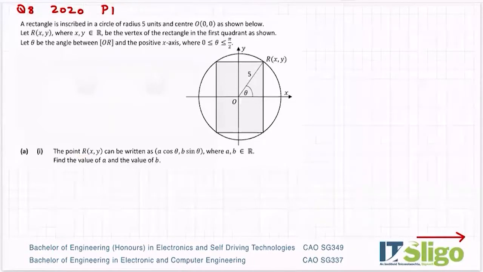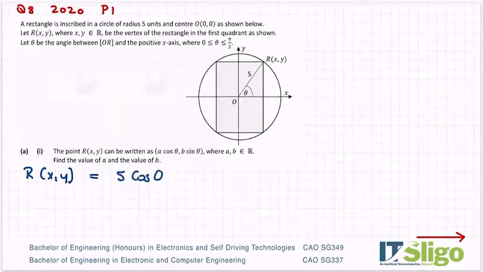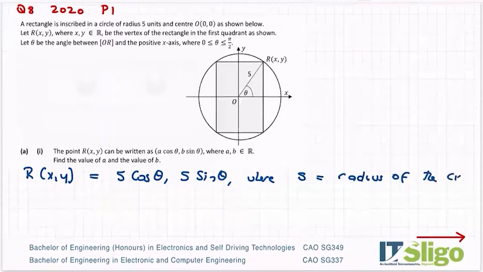So let's do this one. I would say, based on what I've said, that R being the point x, y can be written as 5 cos theta, 5 sine theta, where 5 equals the radius of the circle.